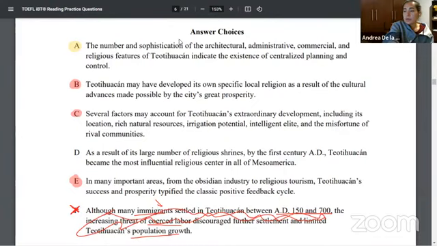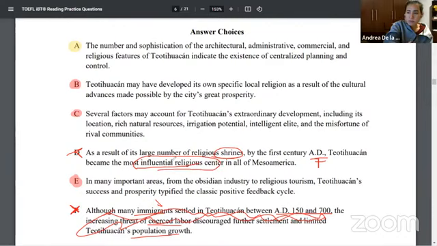Now, all of the other ones, to be honest, are not that bad. But if we also look at D, for example, that you guys didn't choose, it's also very specific, right? It says that as a result of its large number of religious shrines, Teotihuacan became the most influential religious center. Even though I don't know if this is true, it's probably false. I don't remember having read anything that said that Teotihuacan was the most influential religious center.